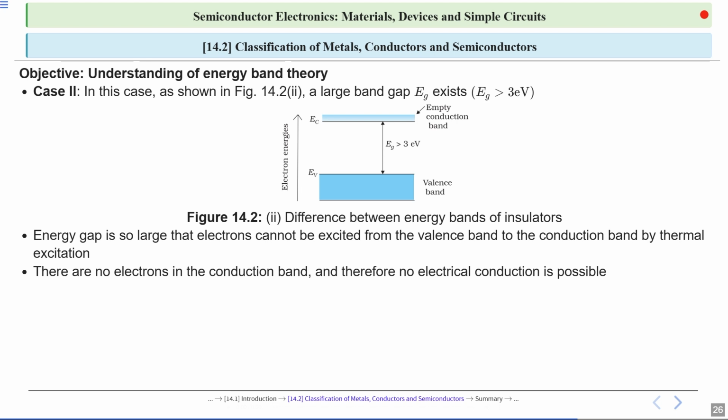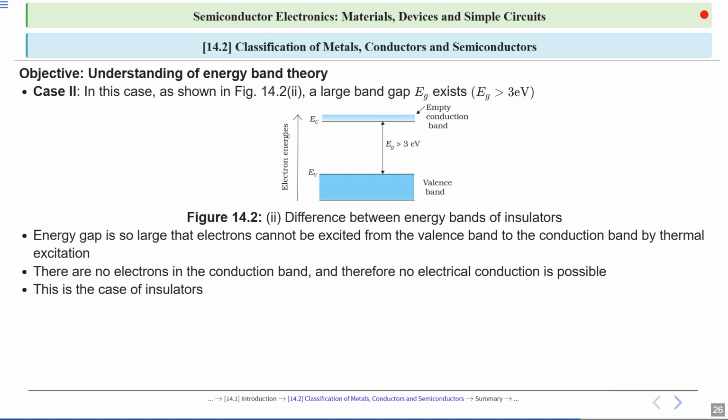In a material where there are no electrons in the conduction band, electrical conduction is not possible. The conduction band is where electrons can move freely and carry electric current. If this band is empty, there are no free electrons to move under an electric field, so the material does not conduct electricity. This is the case of insulators. Insulators have a very large energy gap, greater than 3 electron volts, between their valence and conduction bands.